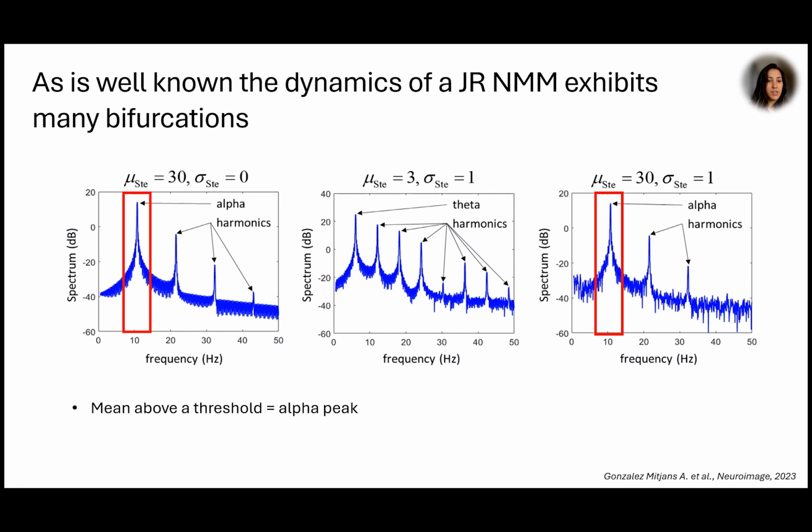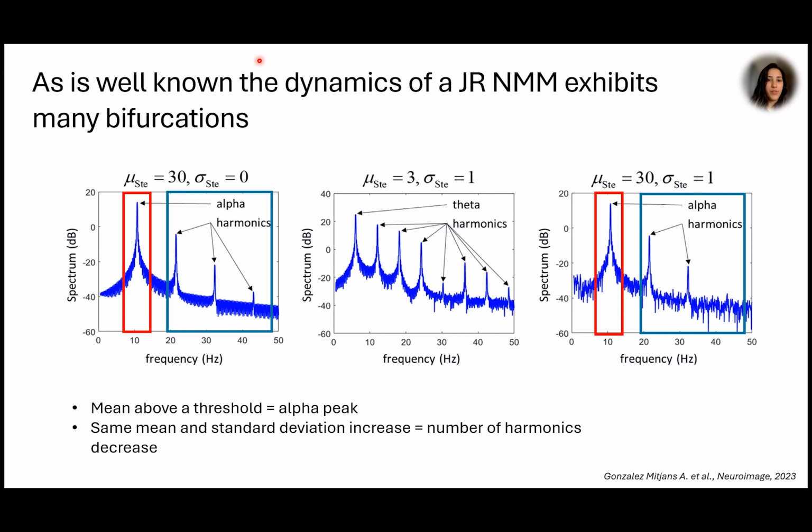harmonics as well. However, when the standard deviation increased from 0 to 1, the number of harmonics decreased from 3 to 2. On the other hand, for a mean below the threshold, the primary peak shifts to the theta range, and the number of harmonics increased to 7.